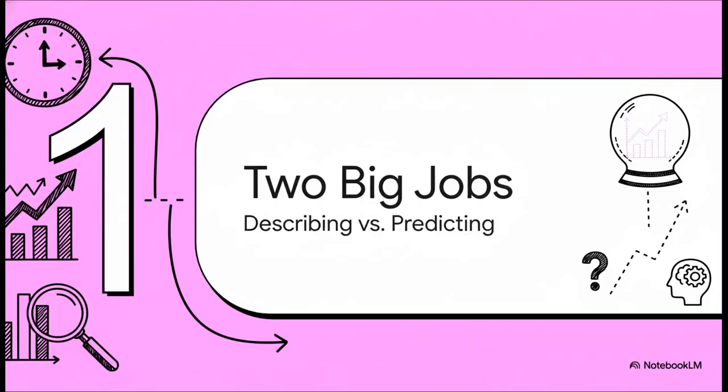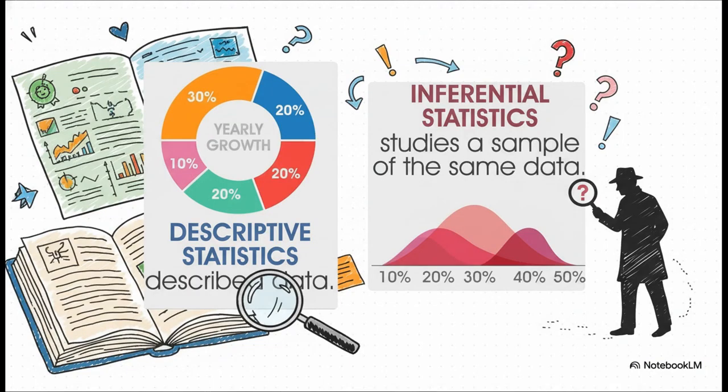Well, statistics pretty much has two main jobs. You can think of them as two major branches that do very different things. One is all about describing what we already know, and the other is about trying to predict what we don't know. You can see it right here. Over on the left, you've got descriptive statistics. Think of this one as being the historian. It looks at all the data we've collected and summarizes it into something super easy to digest, like a chart or just one simple number.